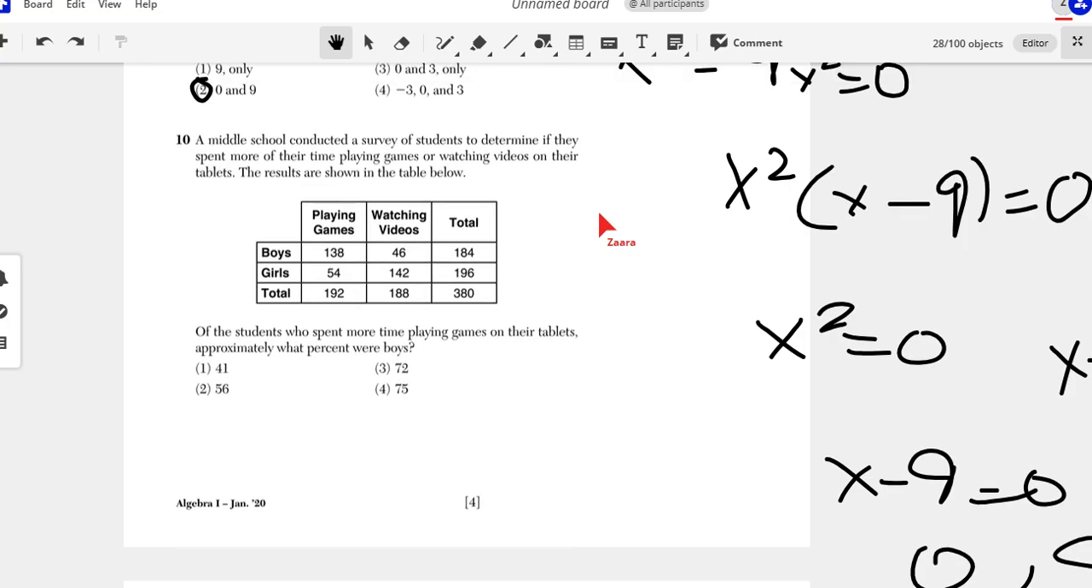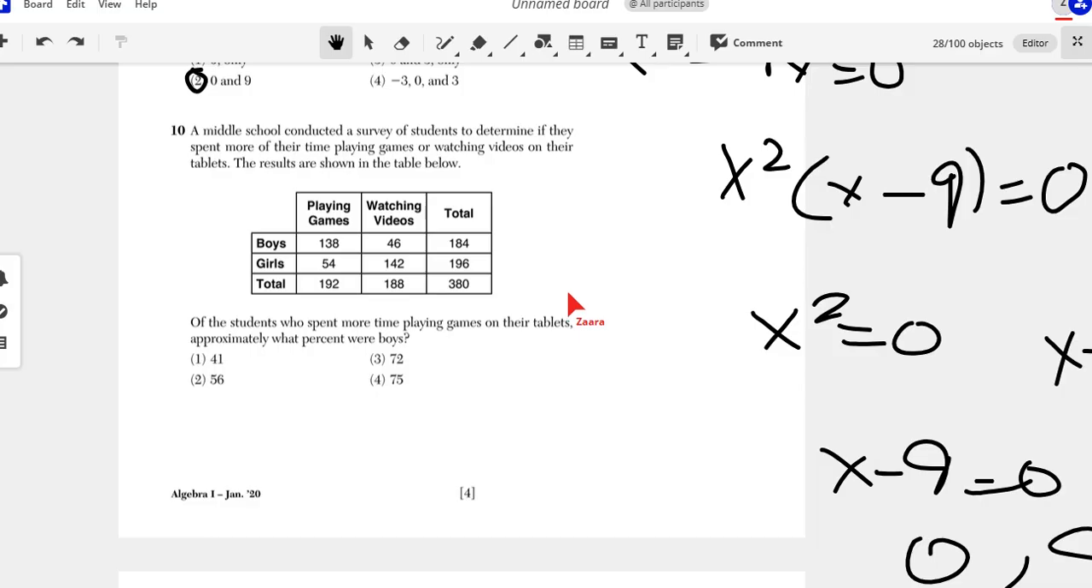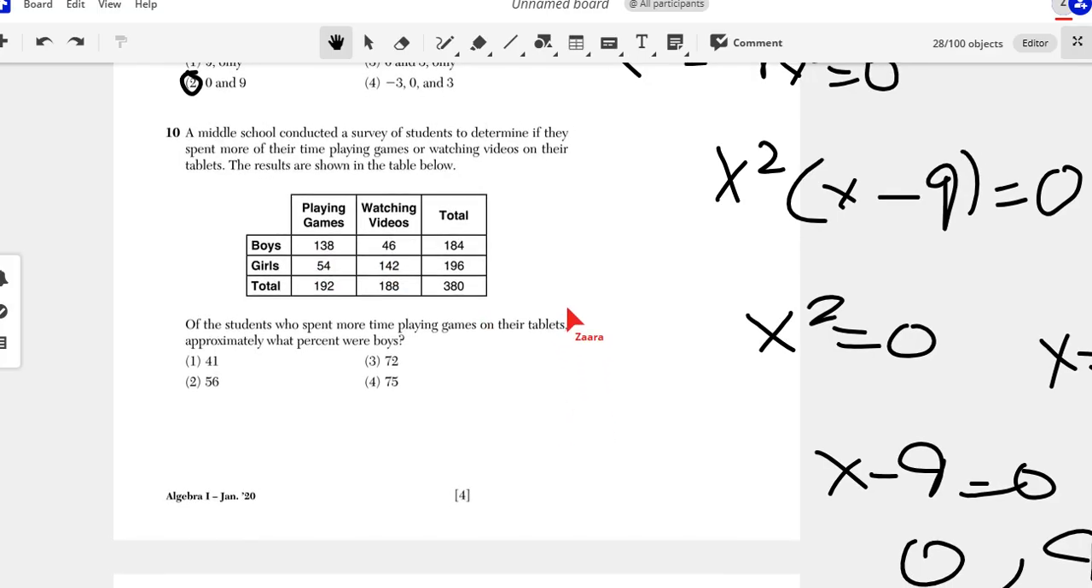A middle school conducted a survey of students to determine if they spend more of their time playing games or watching videos on their tablets. The results are shown in the table below. Of the students who spent more time playing games on their tablets, approximately what percent were boys? I solved this by first getting the total.